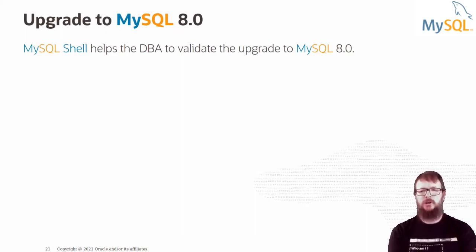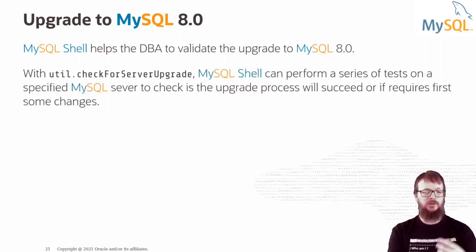So there is another global object, which is util, and it has a method that is called check for server upgrade. With that, the shell will perform a series of tests on the server you have specified and see if the upgrade will succeed or if it requires some modification first before you can migrate to 8.0, right?